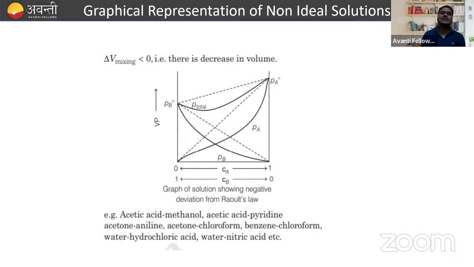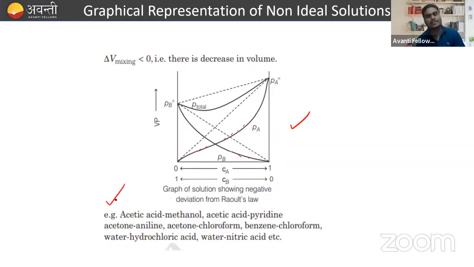Now, what is the graphical representation, beta, of a non-ideal solution with negative deviation? So this is the graphical representation. This dotted line represents the ideal solution. Just decrease the value like this for PA, and this represents PB. So the total pressure also decreases. Okay, so this is very similar to, and opposite of, the positive deviation.